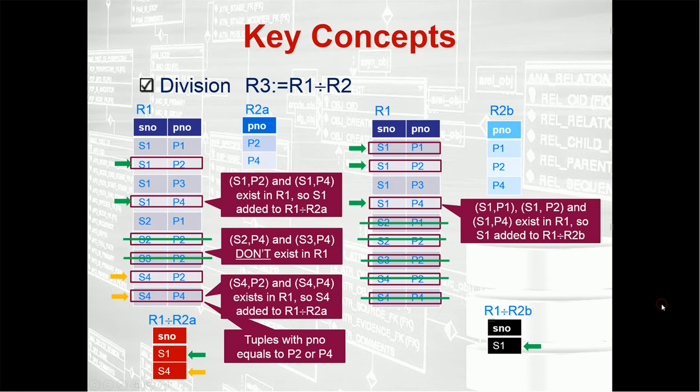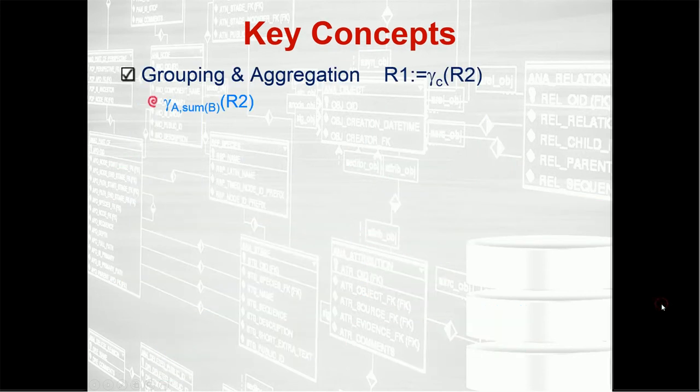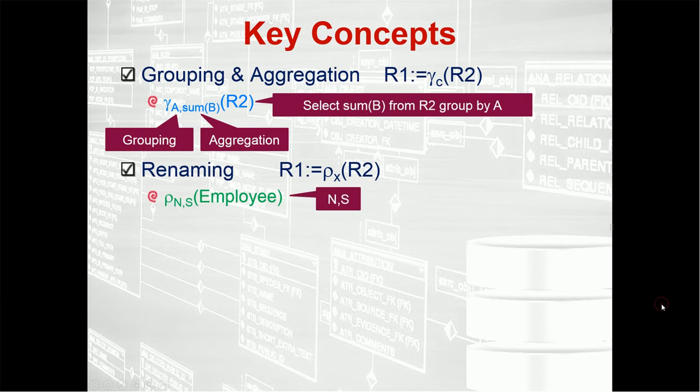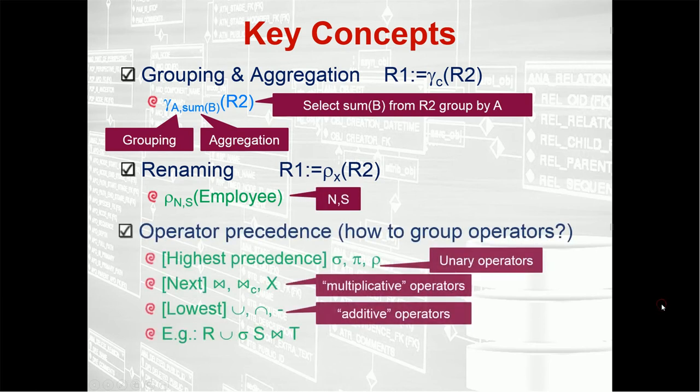The general rule is that all values of SNO in the result relation should have tuples between itself and all entries in R2b. An example of grouping and aggregation that you see here is the selection of sum of B from R2 and grouped by A. In terms of operator precedence, unary operators have the highest precedence, followed by multiplicative operators and additive operators.